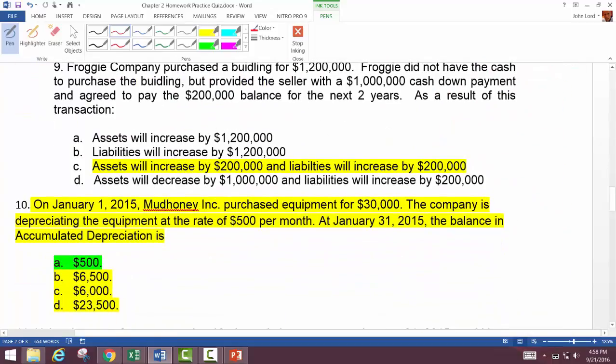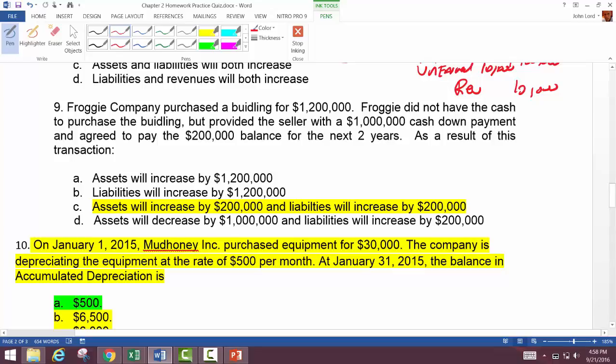Froggy purchased a building for $1.2 million, but I did not have the cash to purchase the building, but the seller said they would take a $1 million cash down payment and that I could pay the $200,000 balance over the next 2 years. Okay, so what's going to happen here now? Am I getting a building for $1.2 million? So that means I have to debit building for how much? $1,200,000. Good.